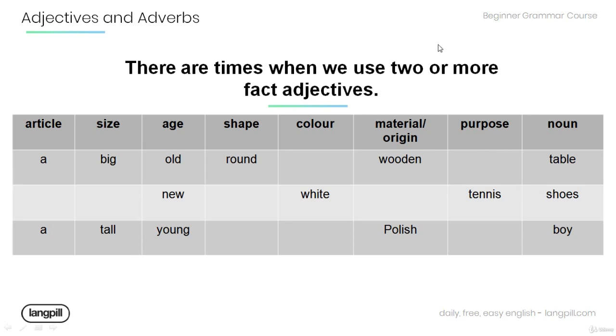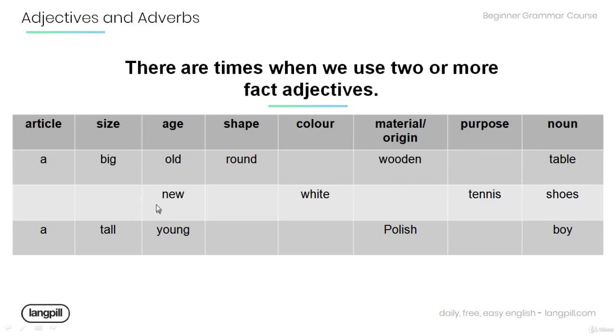Now, there are times when we use two or more fact adjectives. Let's have a look at the table below. A big, old, round, wooden table. Now, in this sentence, we used several fact adjectives. Big describes the size of the table. Old, the age of the table. Round, shape of the table. Wooden, material or origin of the table.